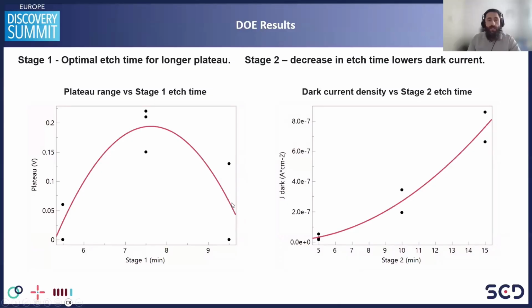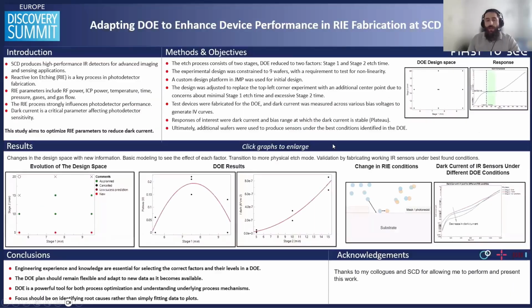And we can see that for the first stage, there's an optimal time at which the plateau is the longest. But for the second stage, as we reduce the etch time, we can see that the dark current continues to drop. However, we can't eliminate this stage entirely. And so we had to think more deeply about how this etch stage affects the dark current. And we came to the conclusion that we had to alter the nature of our etch.